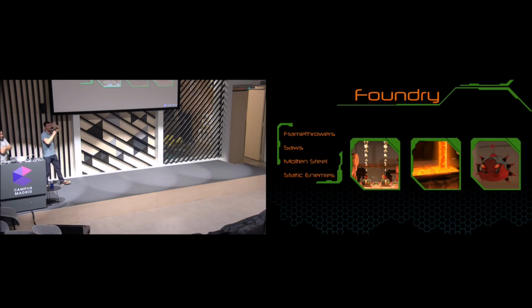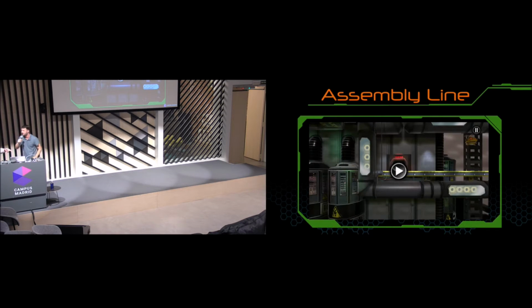cool. We have these traps, which are the flamethrowers. We also have chainsaws, the molten steel I talked about, and our first static war drone. These are enemies that are unique to the Foundry. And now, hopefully, we can see the second game world.